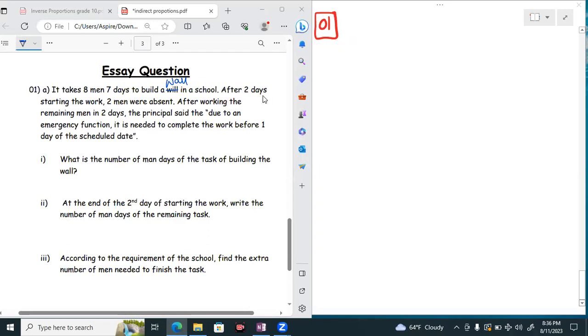Okay. 2 days after starting the work, 2 men were absent. After the remaining men worked for 2 days, the principal said that due to an emergency function, it is needed to complete the work 1 day before the scheduled date. What is the number of man days of the task of building the wall?